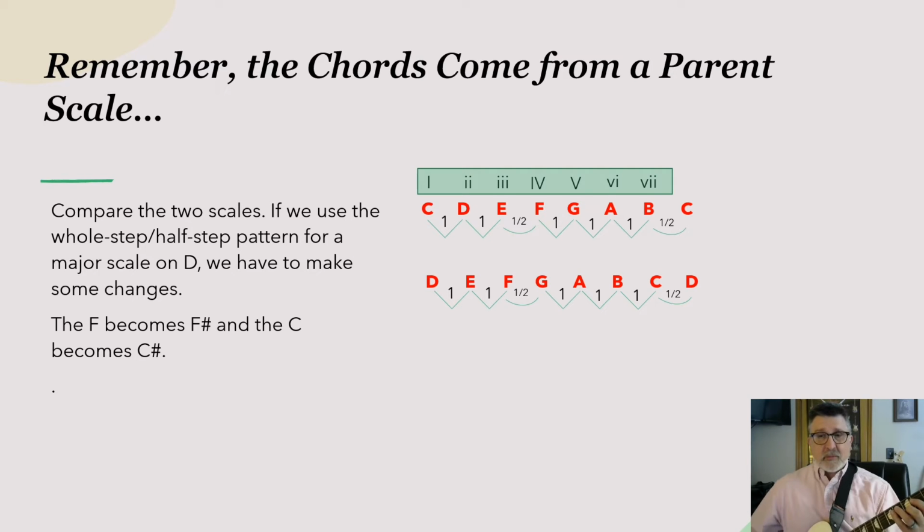Doesn't sound like a major scale at all, does it? The reason for that is because the half step, whole step pattern throughout the scale has been changed because I'm starting on a different note. If I was going to play a D major scale, I would have to do some correction. Look at the second line here where we have a D scale, that's what I just played: D, E, F, G, A, B, C, D.